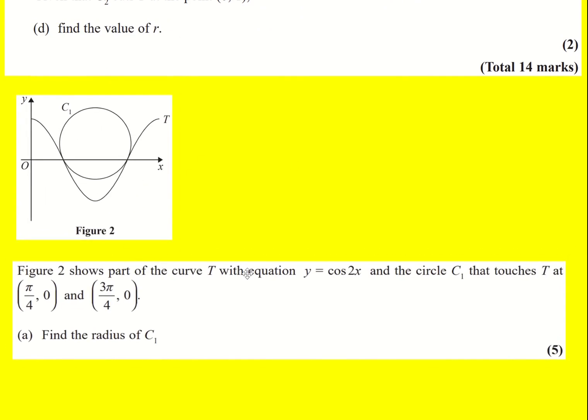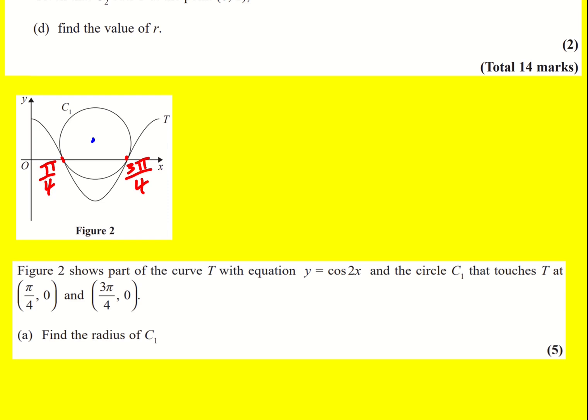Figure 2 shows part of the curve T with equation y equals cos 2x and the circle C1 that touches at these 2 points. So it's also where it crosses the x-axis. I'm just going to write down pi over 4 and 3 pi over 4. We're asked to find the radius of C. So I'm just going to put the center in there as well.